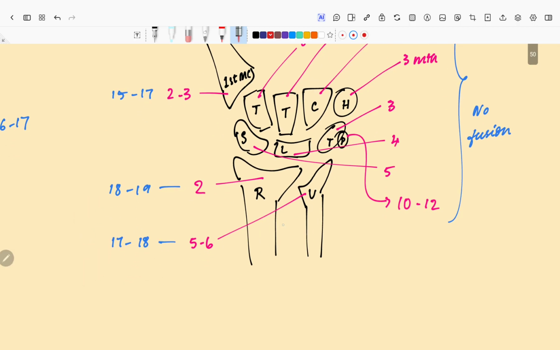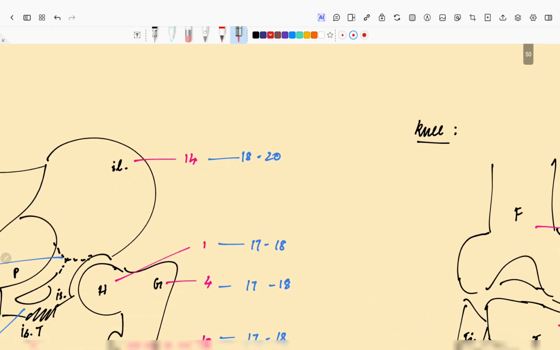Okay, we saw that for radius and ulna, the distal end is a growing end. So this fuses later. So we see it's 18 to 19 years here and 17 to 18 years later. It's like more than the non-growing end which formed the elbow joint. Okay, so this is the wrist.